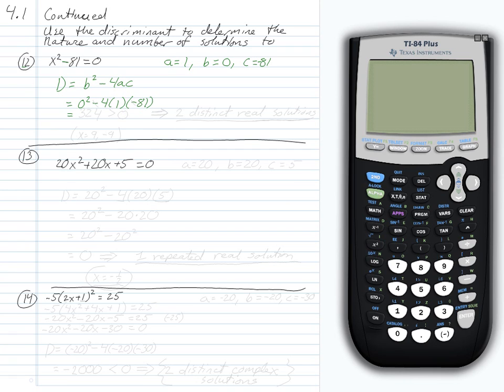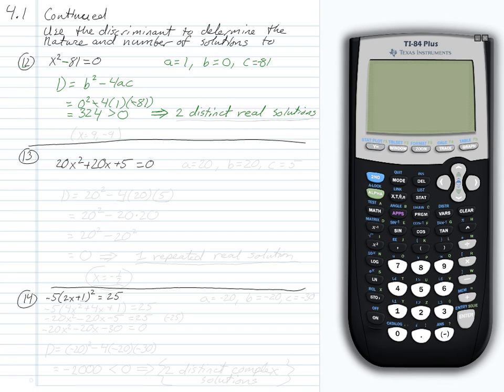And our negatives cancel, and we end up with 4 times 81, or 324, which is very positive. And that implies, since what's under the radical in the quadratic formula is positive, that we will have two distinct real solutions.